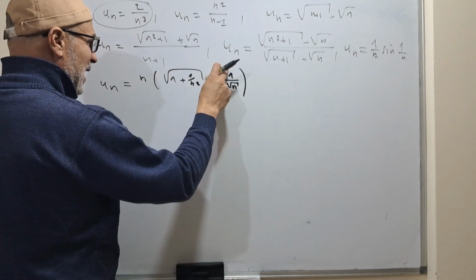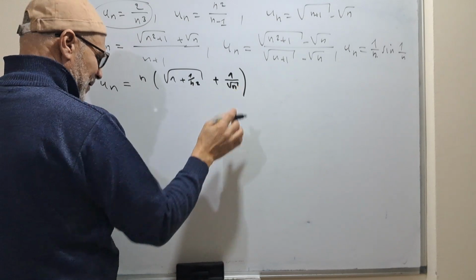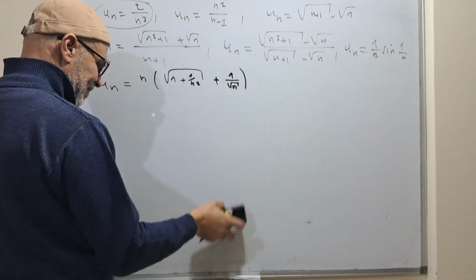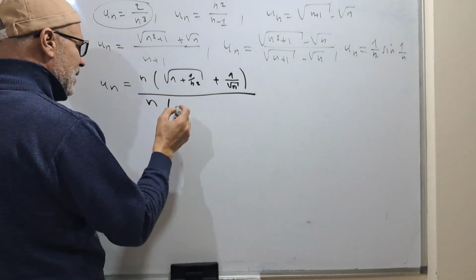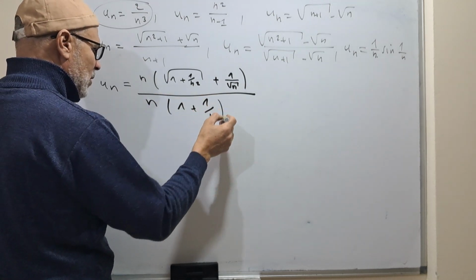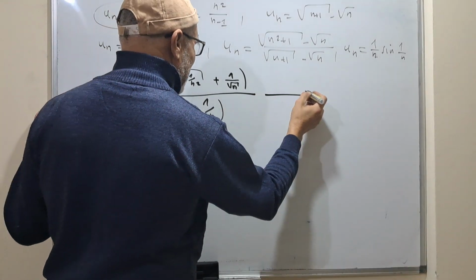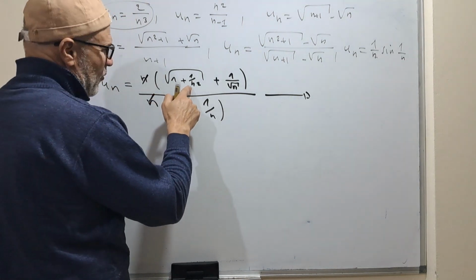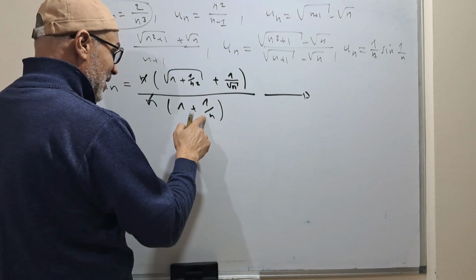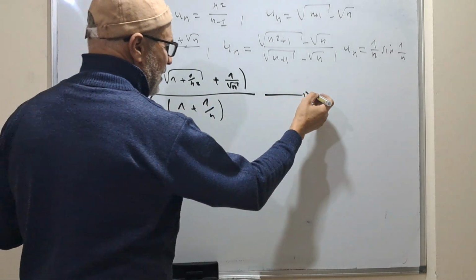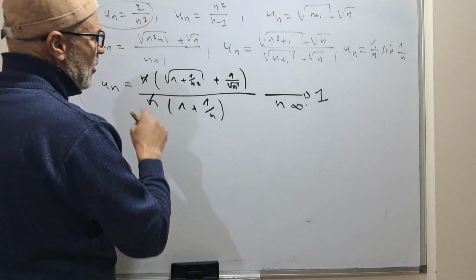So if we multiply by n, we get n over the square root of n, which is equal to the square root of n, divided by n times 1 plus 1 over n. We cancel this, and the remainder goes to, when n goes to plus infinity, this goes to 1, this goes to 0, and this goes to 0, so we have 1 when n goes to plus infinity.